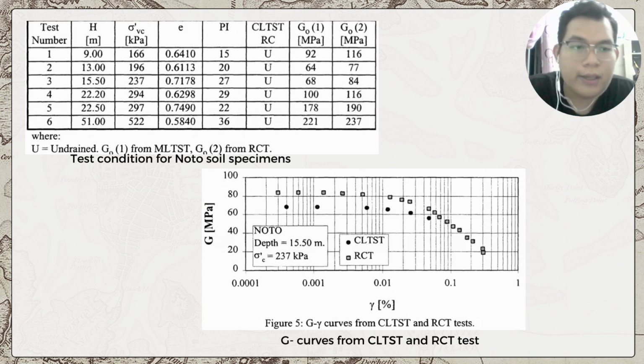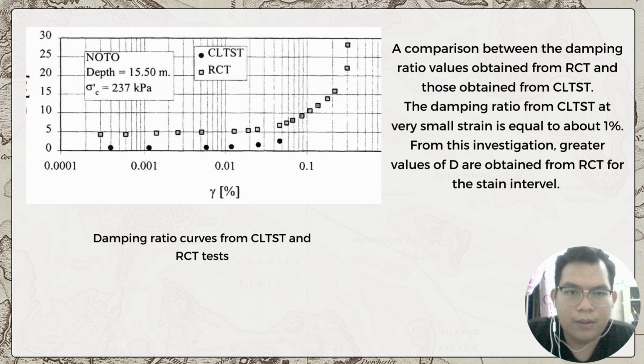Okay, this is the result for the test condition for the native soil specimen that we get from the index properties of native soil. And the second one is the graph of the G curve from CLTST and RCT test. As you can see, the result for both of them is decreasing. This graph represents the damping ratio curve from CLTST and RCT test.